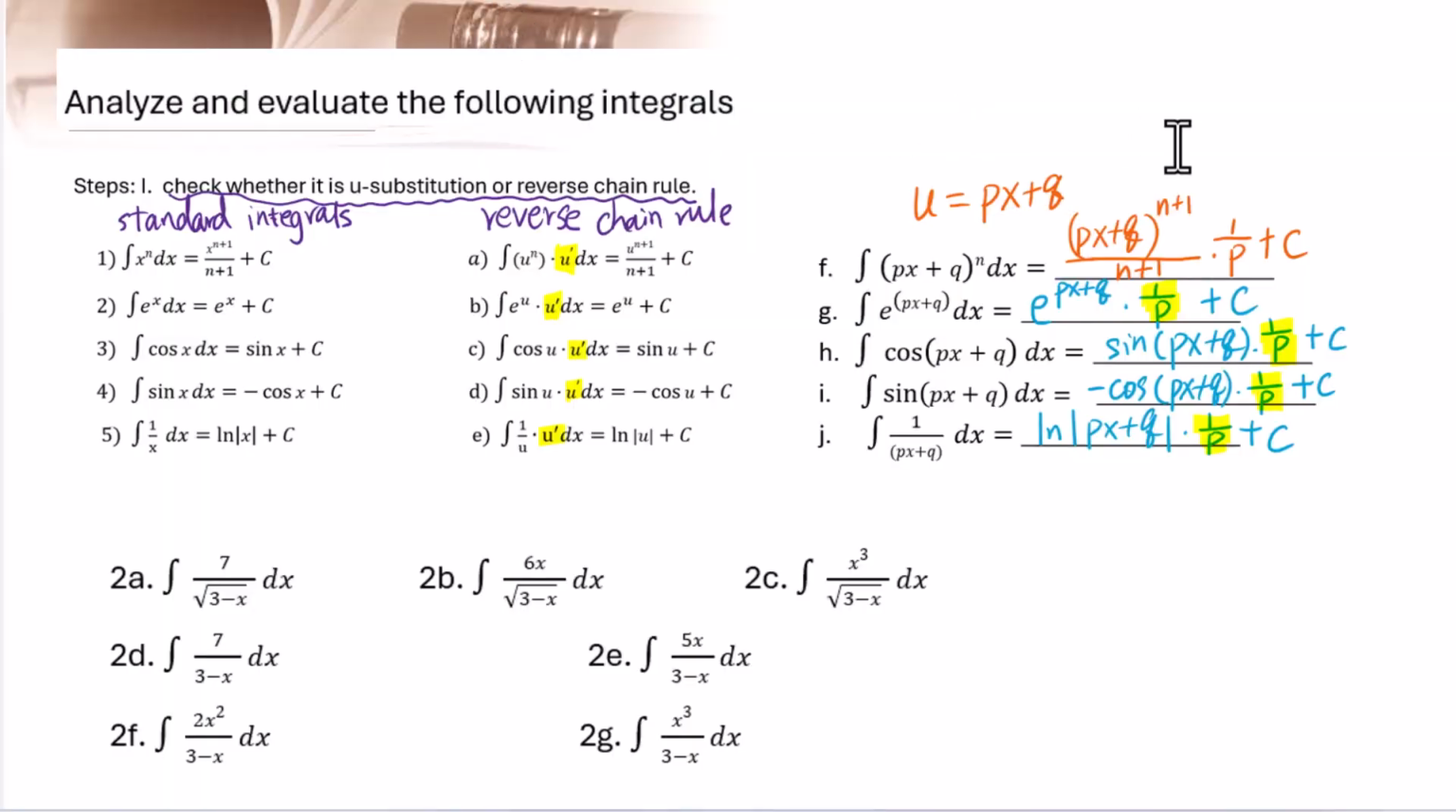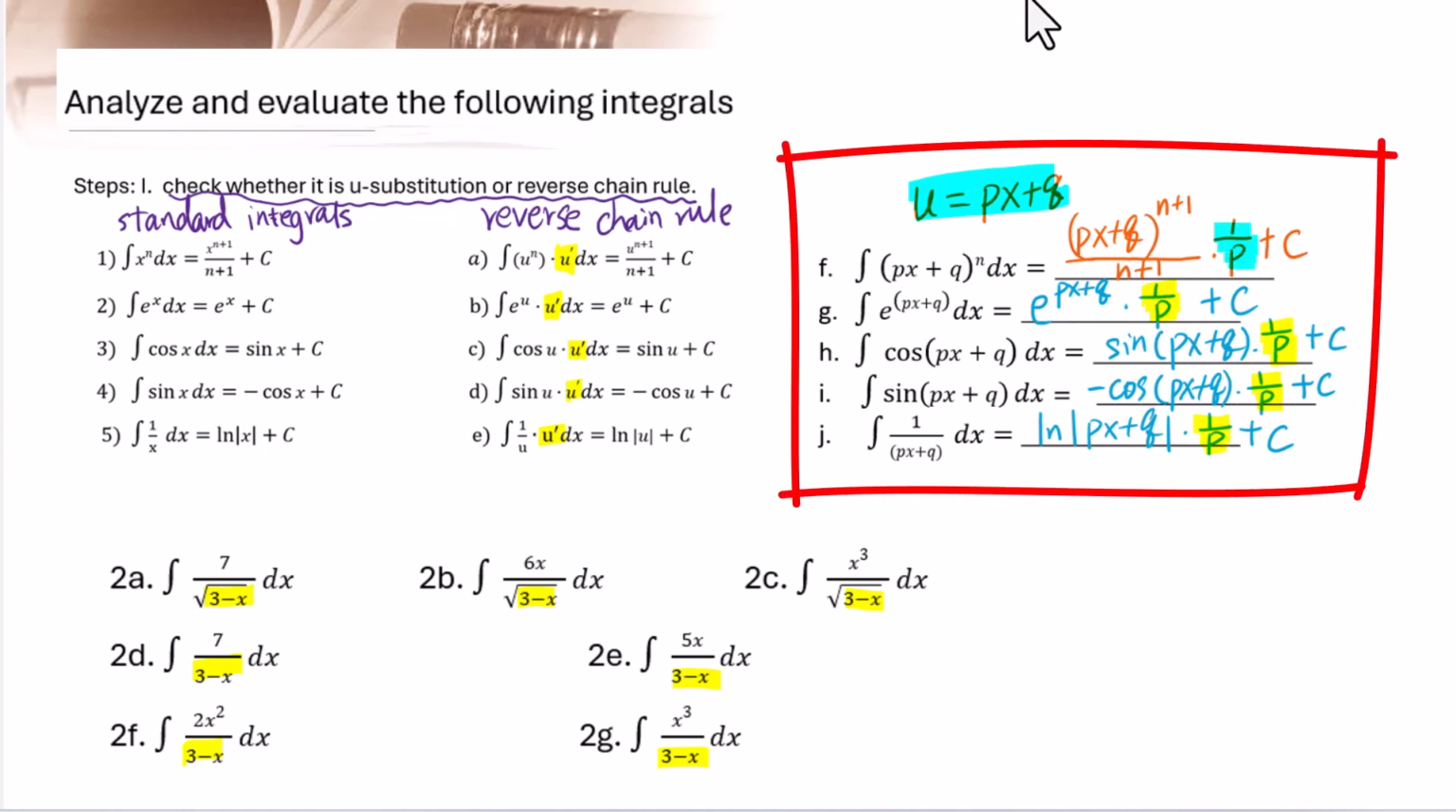This video is about analyzing and evaluating integrals. Step 1. We need to check whether it is U substitution or reverse chain rule. Let's check question 2. You could say u of x equals a linear function when U substitution is the method. U equals a linear function, which means we can use this formula.